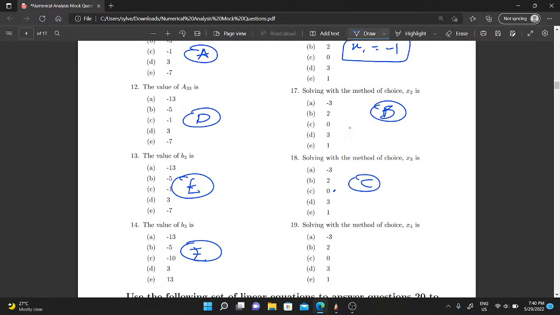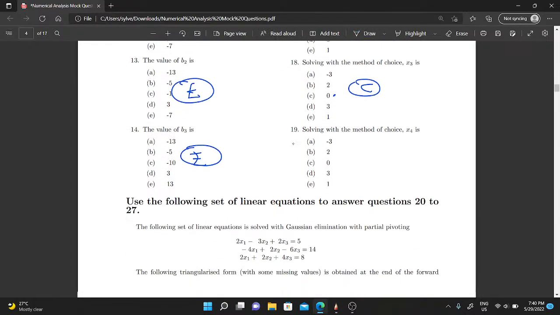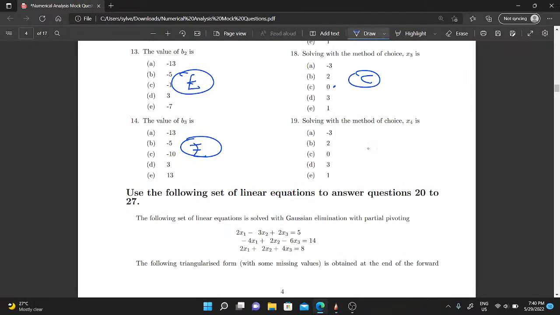X3 is 0, and that's a C. And then x4 is 1, that is E.